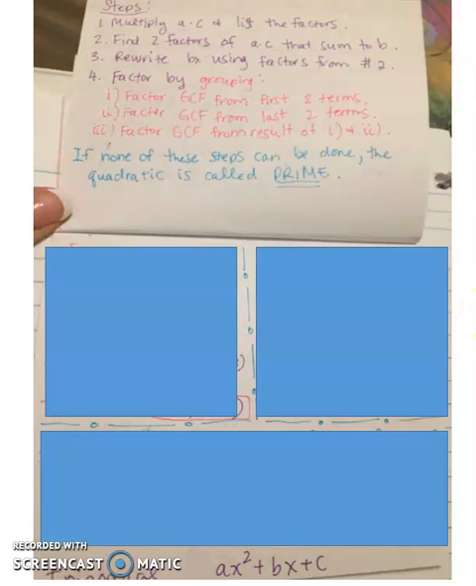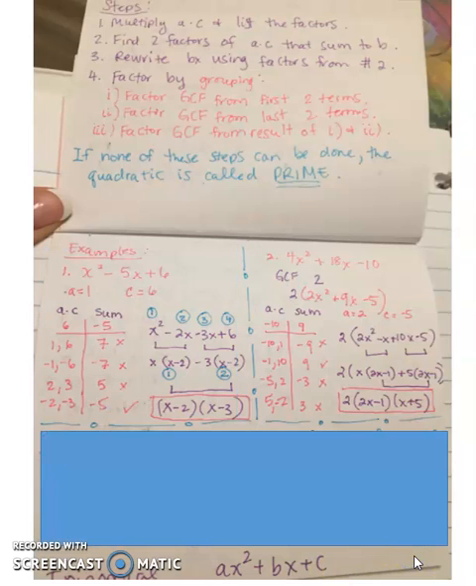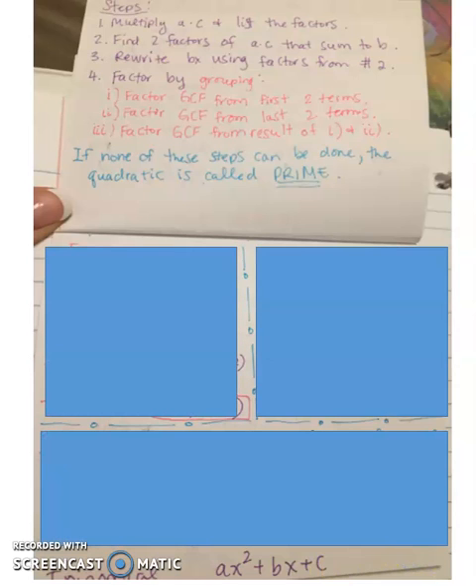All right, for the next tab, these are your steps. Pause the video. So step 1, you're going to be in the form of ax squared plus bx plus c. This is a standard form of a quadratic. And so a is going to be the coefficient of the x squared, and c is going to be your constant. So step 1 is to multiply a times c, and you want to list the factors of whatever that product is.